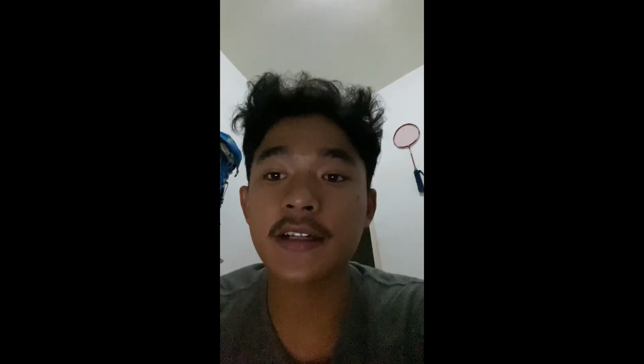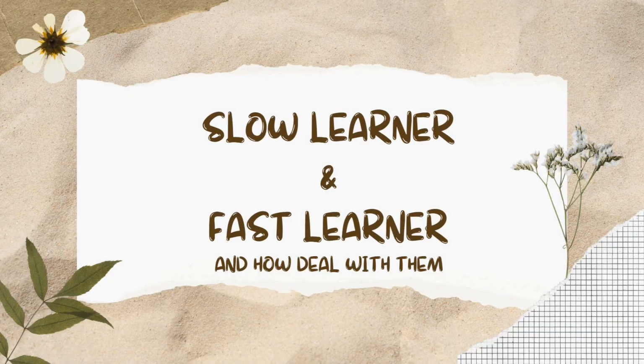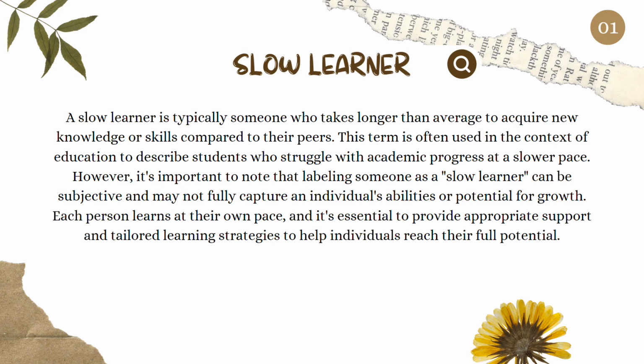That's an explanation of the principles, and we move on to the next material. The next material is slow learner and fast learner and how to deal with them. Okay, for the first, I will explain about the slow learner. What is a slow learner? A slow learner is typically someone who takes longer than average to acquire new knowledge or skills compared to their peers. This term is often used in the context of education to describe students who struggle with academic progress and a slower pace.